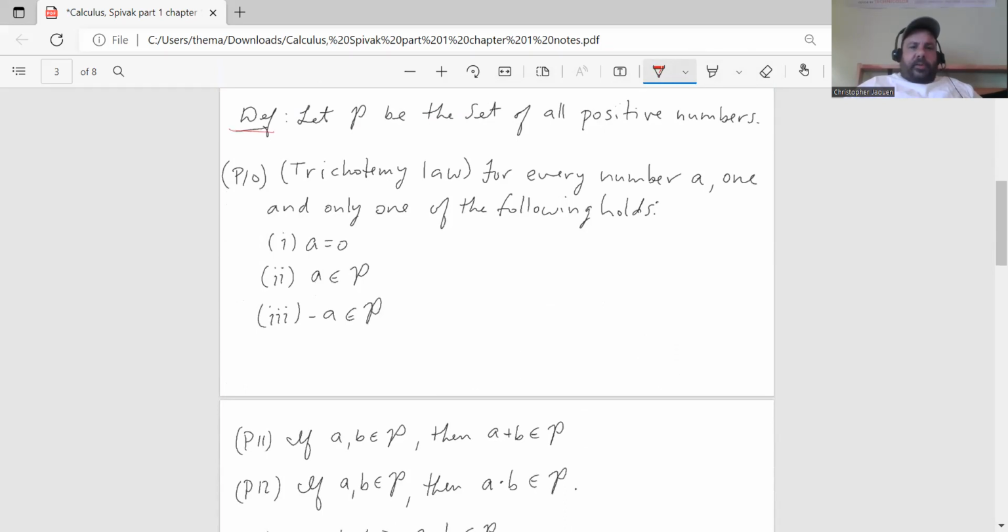Okay, first we start with a definition. Let P be the set of all positive numbers, and then you can use that to define inequalities. So this is called the trichotomy law. This is axiom 10. For every number A, one and only one of the following holds. Either A is 0, or A is a positive number, or negative A is a positive number. So for example, 1 is in the set of positive numbers because it's positive, but -1 is not. But 1 is in the set, and -1 is not. Okay, so one of these three things is true for every real number. Well, only one of these things, one and only one.